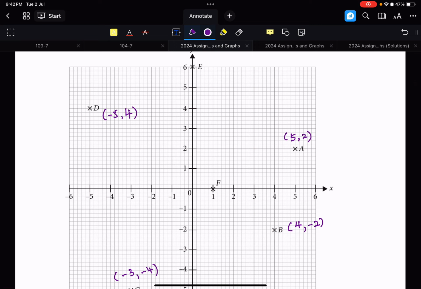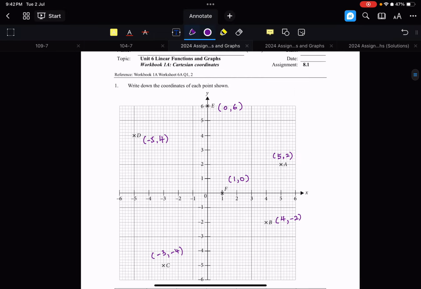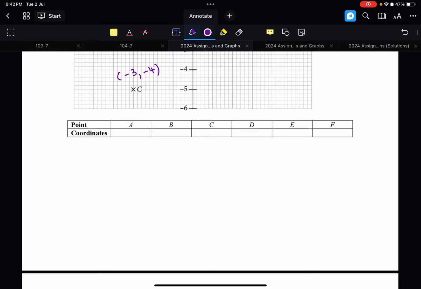Point E. Now point E happens to be on the y-axis. So if it's on the y-axis, it means that the x value is 0 followed by 6. F over here is on the x-axis. That means the value is 1 and then the y value is 0. So with that, we can transfer the information to the necessary boxes.